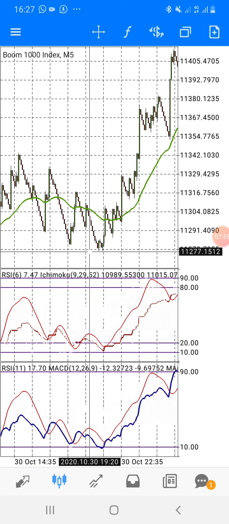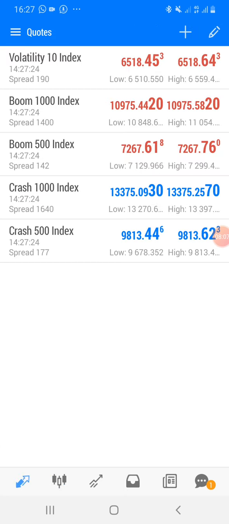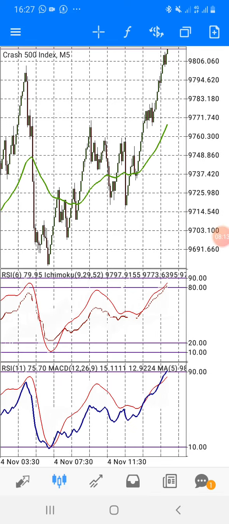I always encourage you to practice these strategies on your demo first, and get comfortable with them before trying them on your real account. Maybe let's take a look at Crash 500, so that it becomes even. I'm trying to make this as short as possible. Most of your time you should use it to practice.